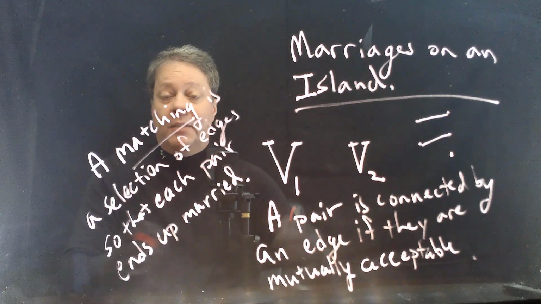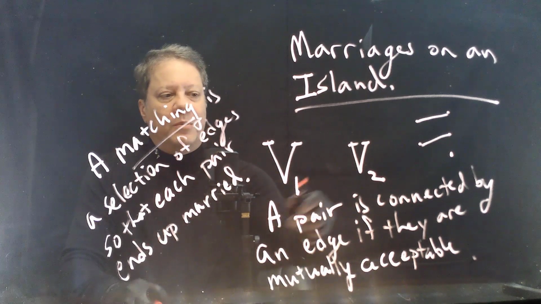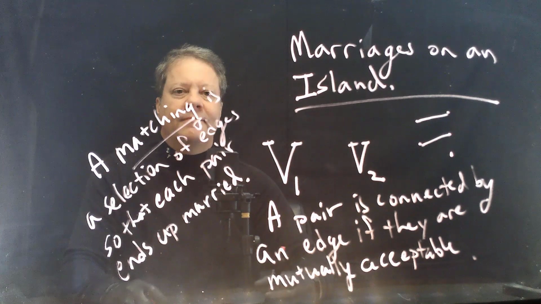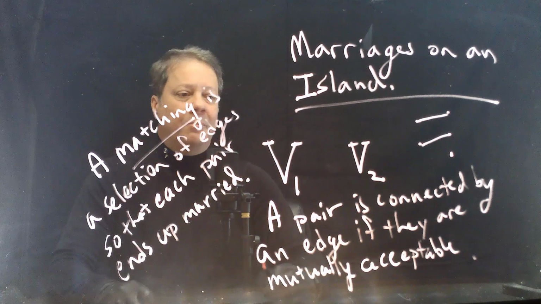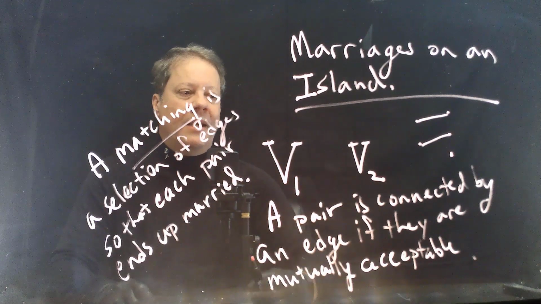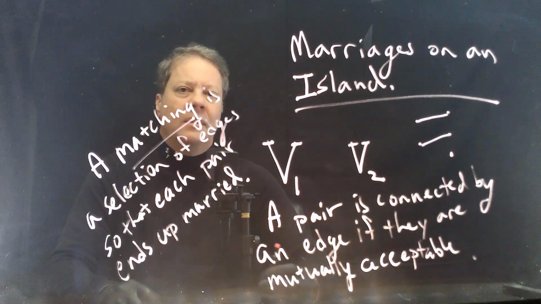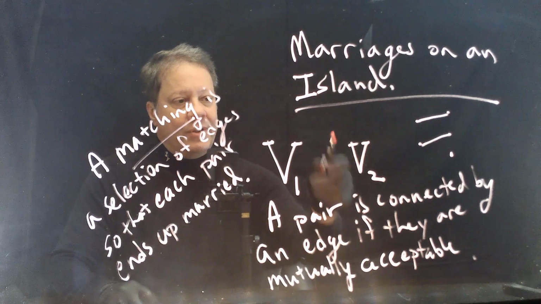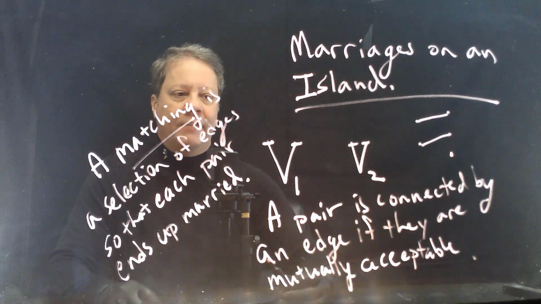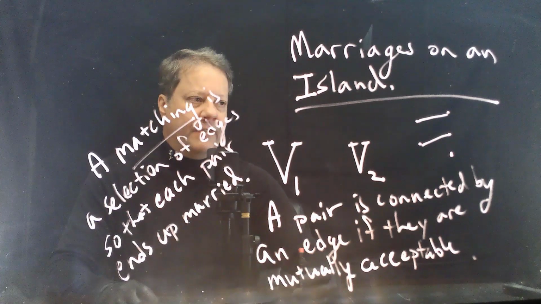A complete matching is when every member in V1 is connected to a member in V2 and vice versa. You can have a complete matching of V1 where every member in V1 is connected to a member in V2. You can also have a complete matching of V2 where every member in V2 is connected to a member in V1. This would be a complete matching of V1, but not of V2.